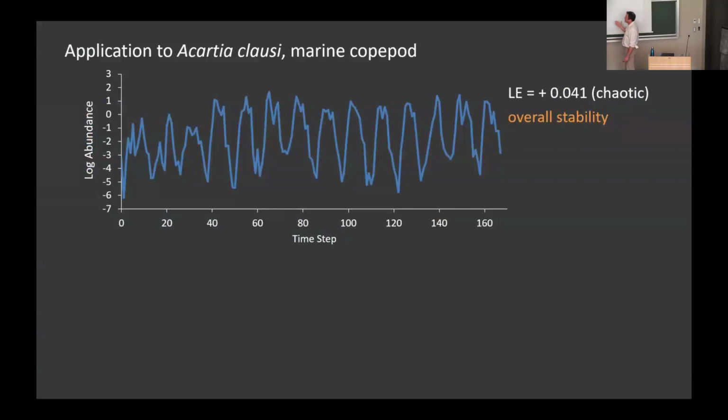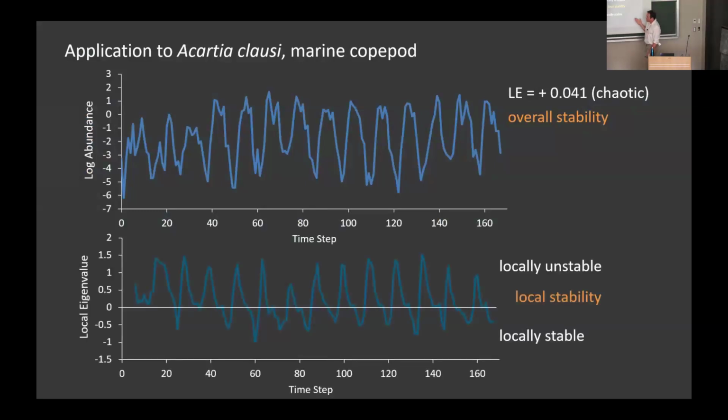So here's some real data. This is an application to a marine copepod. These are the abundance time series. But we calculate the long run stability of this weakly chaotic. So the Lyapunov exponent, or the long run stability, is weakly unstable.